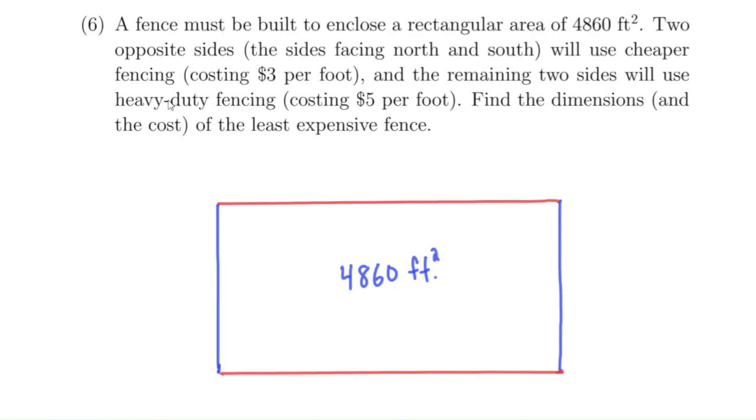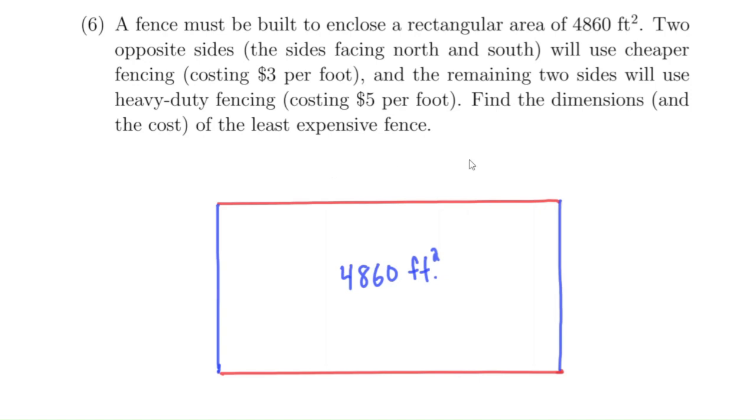Okay, on to the last problem. A fence must be built to enclose a rectangular area of 4,860 square feet. Two opposite sides, the sides facing north and south, so these sides in red here, will use cheaper fencing costing $3 per foot. And the remaining two sides will use heavy-duty fencing, so these blue sides, costing $5 per foot. Find the dimensions and the cost of the least expensive fence.